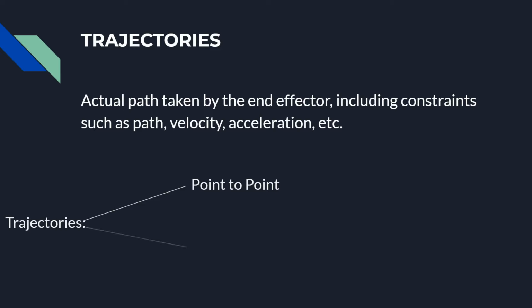The other type of trajectory is called continuous path trajectory. Continuous path trajectory is where we do care about every single point in the path. It's a continuous path and we have to go through every single point. Why we would need this is for robots that do painting, parallel drawing, or maybe welding.